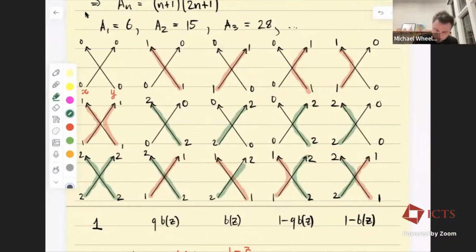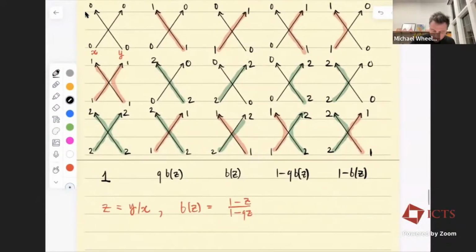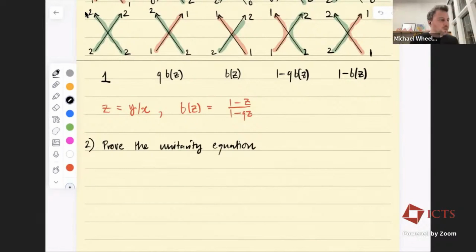Please feel free to interrupt with questions at any stage. But if not, I'll go on immediately to the next example. Okay, so problem number 2 was to prove the unitarity equation. This one is slightly more involved, so we're going to have to do a little bit of work.